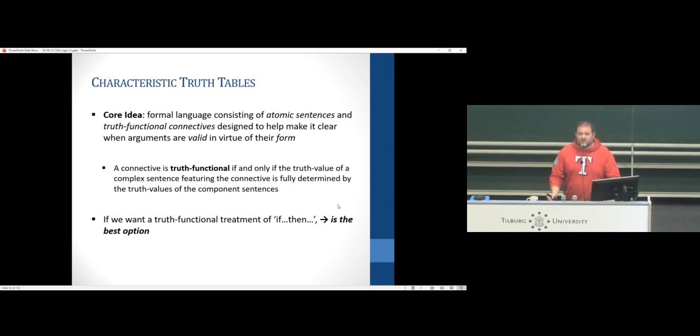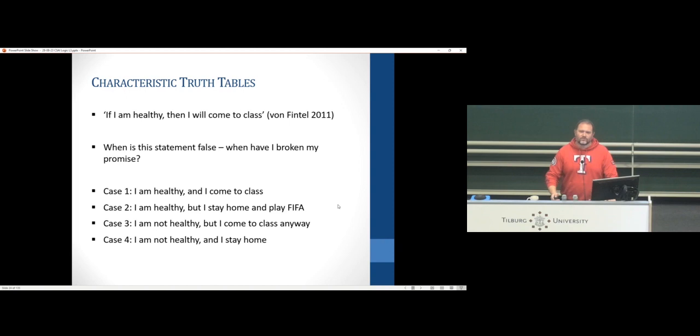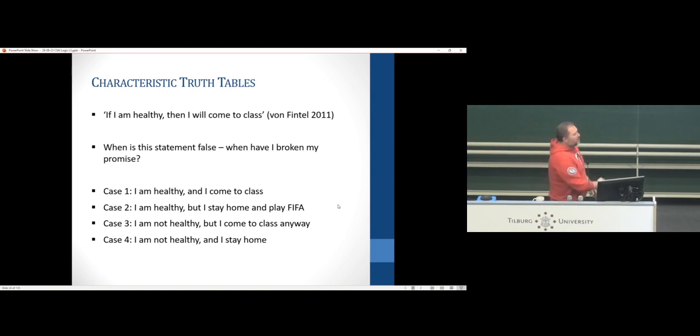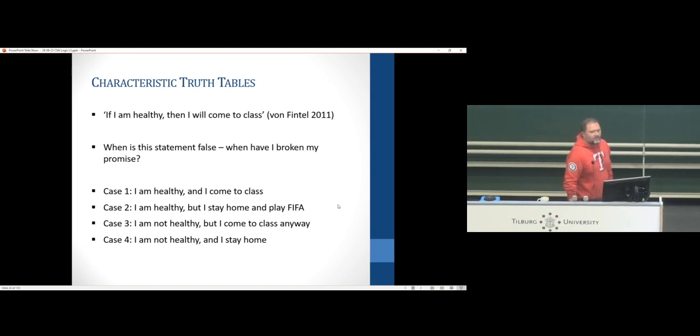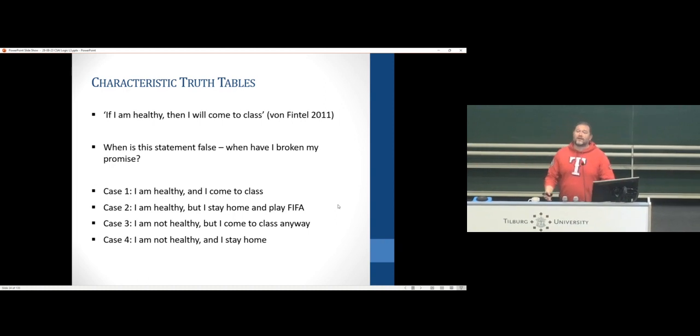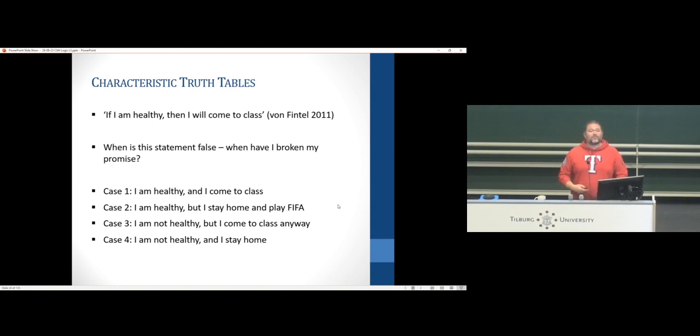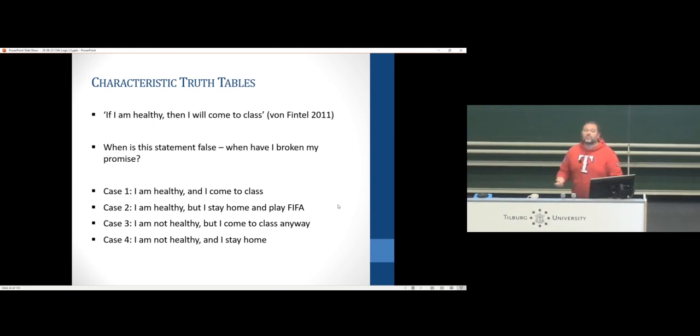Now, there is another motivation for thinking about the conditional in this way. And I've talked about this a little bit in some of the tutorials. We can motivate it by thinking about promises. So here's a promise. This is from Kai von Fintel. Right? We make a promise. If I'm healthy, then I will come to class. And you ask, right, when is this statement false? That is, when is the promise broken?